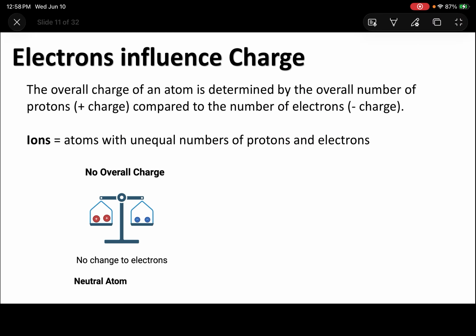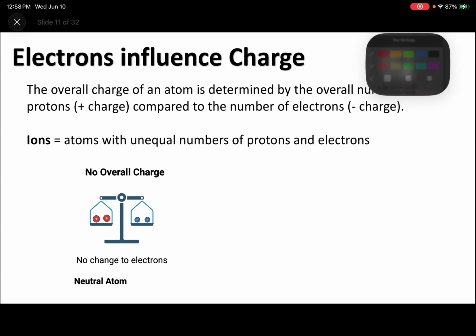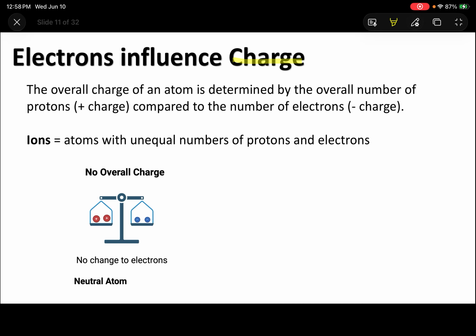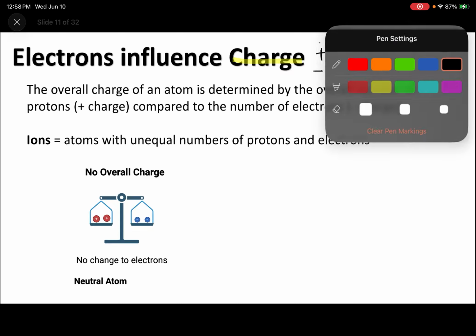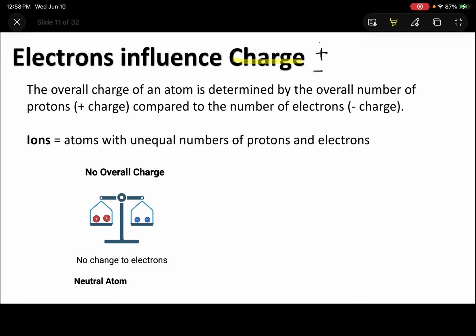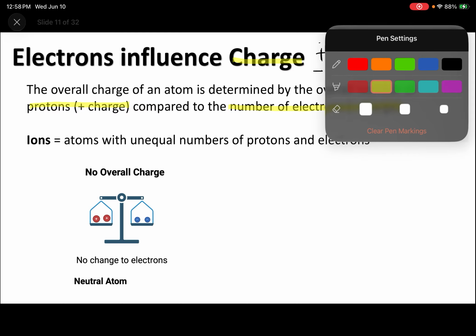We can also change the number of electrons. And when we change the number of electrons, this will influence the charge of the atom, okay? Charge. Now, when you think of charge, I want you to think of it going 2 directions, a positive direction and a negative direction. So the overall charge of an atom is determined by the overall number of protons compared to the number of electrons.